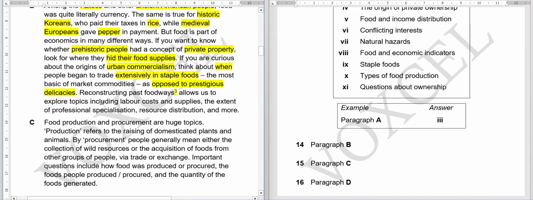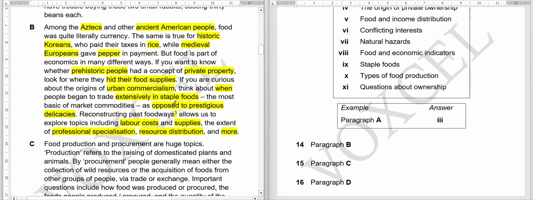It allows us to explore topics including labor costs and supplies, the extent of professional specialization, resource distribution, and more. So if we reconstruct past foodways, basically how people ate food in the past, it will help us to explore topics that include labor cost, like how costly labor was, what the supplies were, the extent of professional specialization, distribution of resources, and much more than that. I hope it is clear.